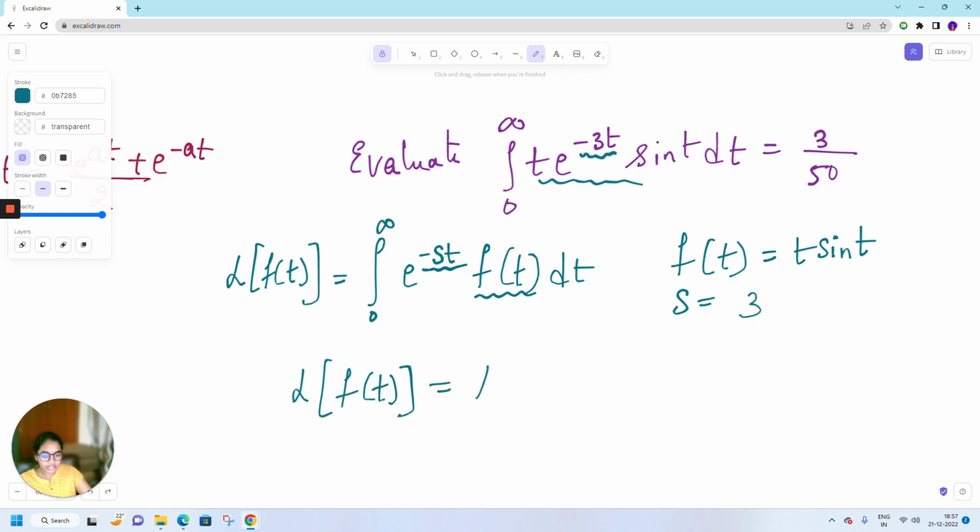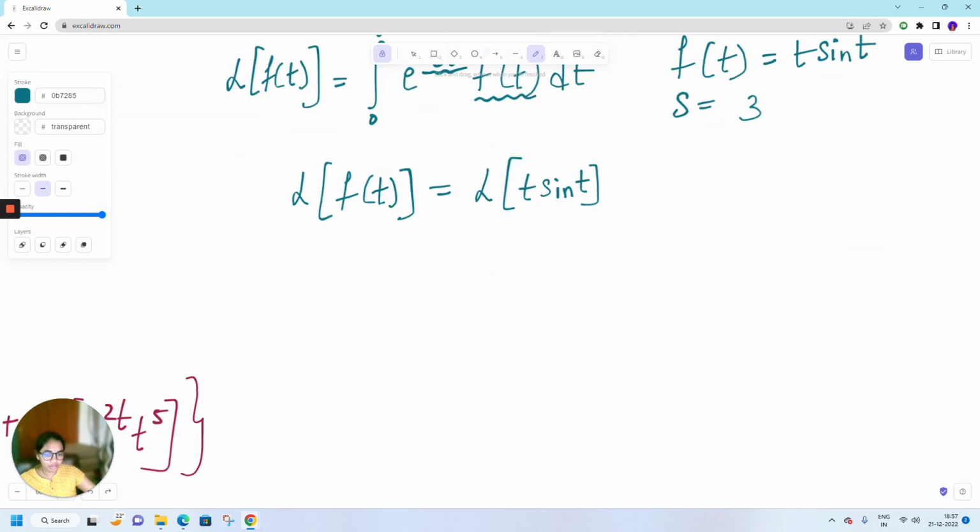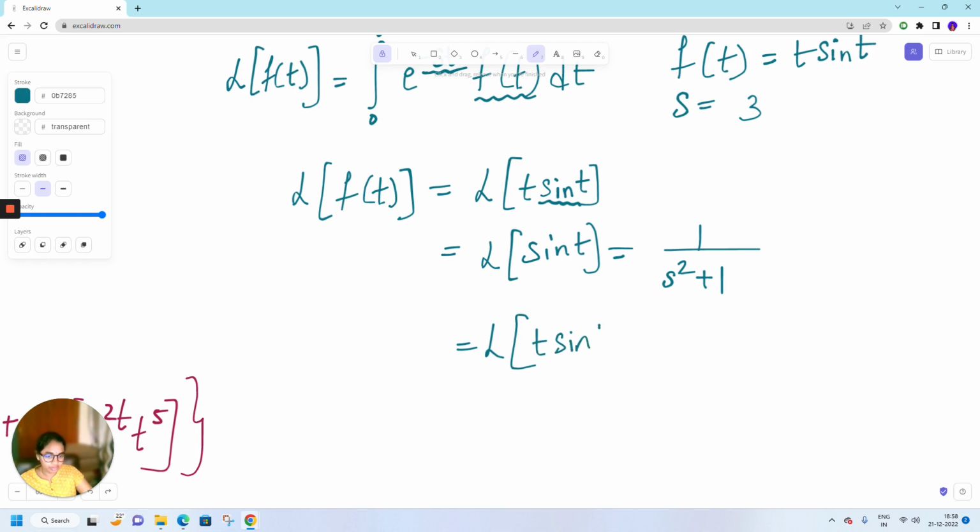That is Laplace of t sine t. We apply the second property. What is the second property? First take sine t as f of t and find the Laplace of sine t. What is Laplace of sine t? That would be 1 divided by s square plus 1. And for finding Laplace of t sine t, the formula, we have t power 1, so that would be minus 1 to the power 1, d power 1 divided by ds power 1 of 1 divided by s square plus 1.